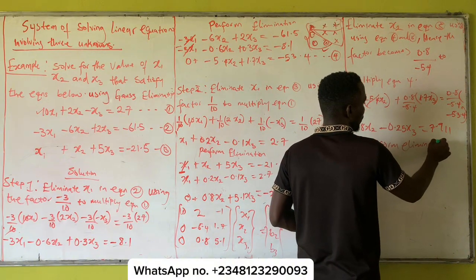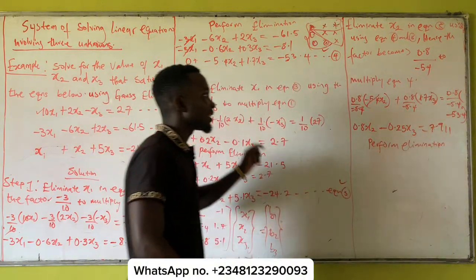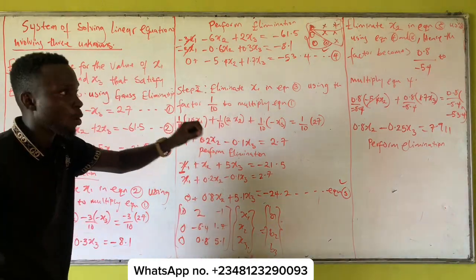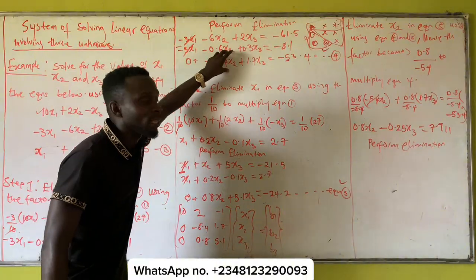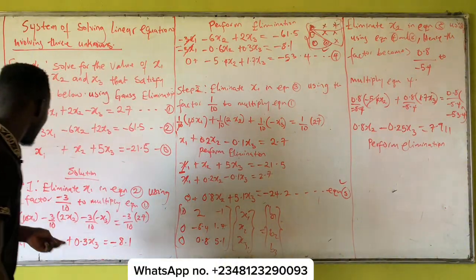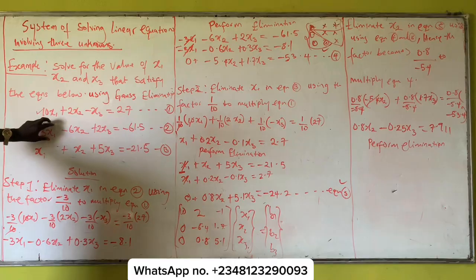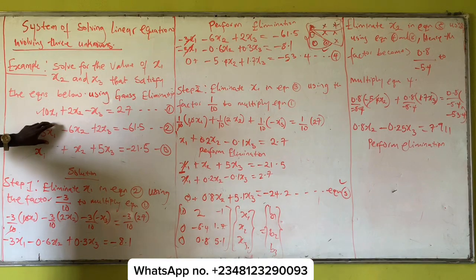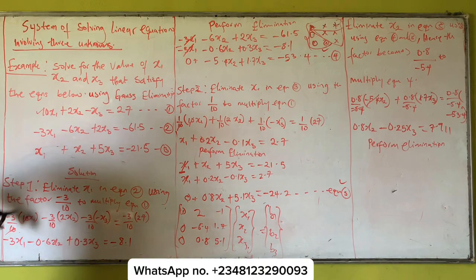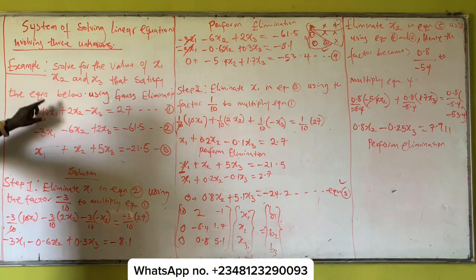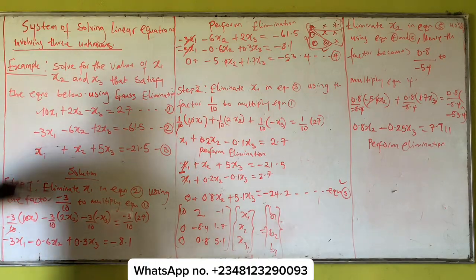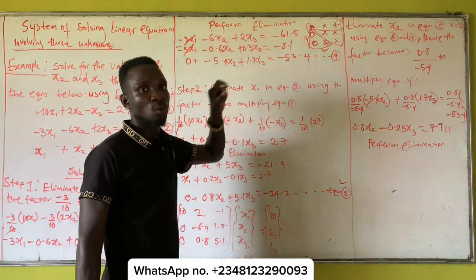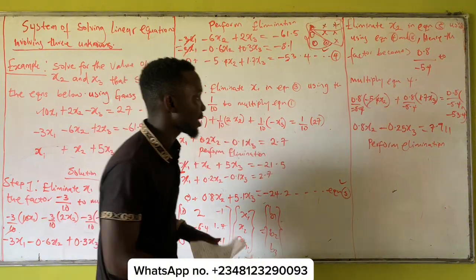Since we have this now, the next step is to perform elimination. Remember that the reason why we are using the factor to multiply is to make sure that this one here and this one here become common. The same thing we did here. For instance, we want to eliminate this one here. Here is minus 8, here is minus 10. To make these two the same, that's why we multiply by minus 3 over 10 to get minus 3x1 in this equation, which makes this and this the same, which enables us to eliminate. That's why we're multiplying it by the factor.